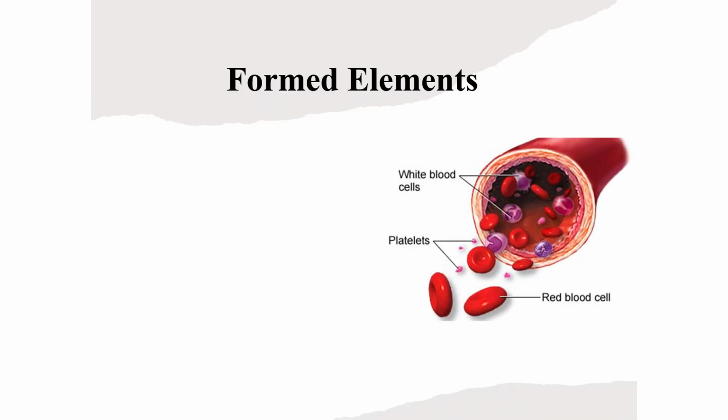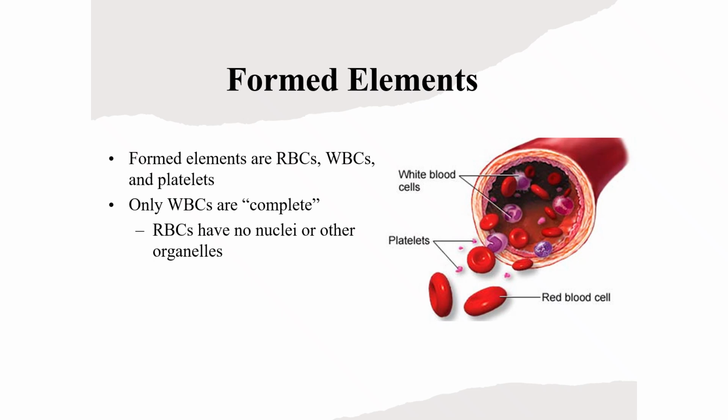So the formed elements in blood are just the cells that make up blood. Formed elements are going to include white blood cells, red blood cells, and platelets. Only white blood cells are complete because when we look at the components of a white blood cell, they're going to feature the structures that we would find in a cell, whereas red blood cells and obviously platelets, they don't have nuclei or other organelles. They don't have nuclei, they don't have mitochondria.